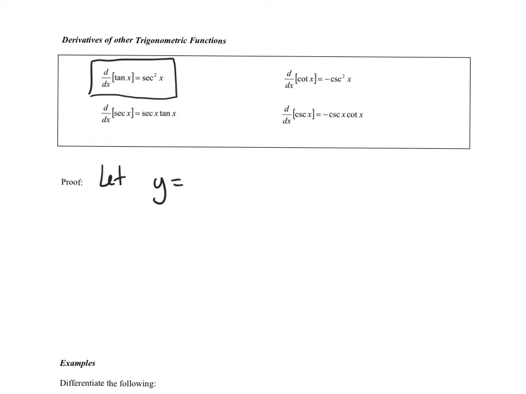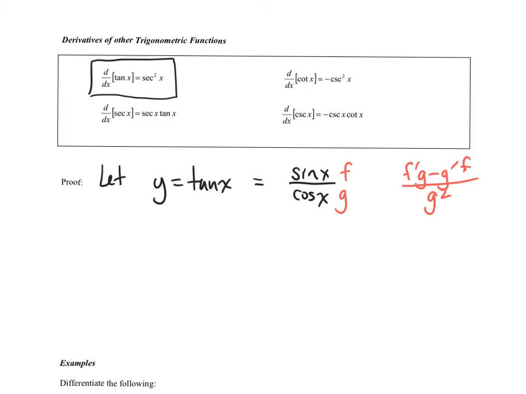So let's let y equal tangent of x. But if you recall, the tangent of x is the sine of x divided by the cosine of x. That's one of those pre-calc trig identities we use quite a bit. So what we can do now is this is a quotient, f and g. So I can now use my new quotient rule that I just learned to find the derivative.